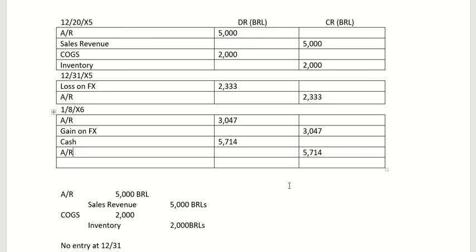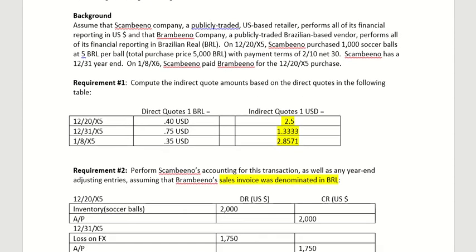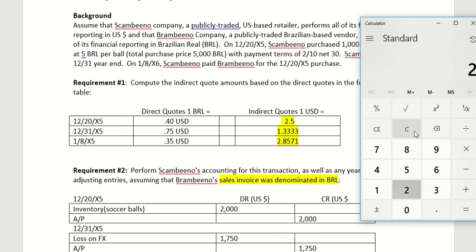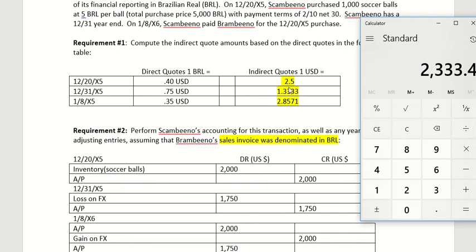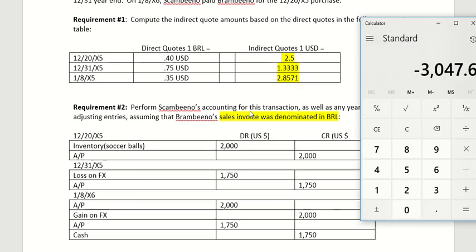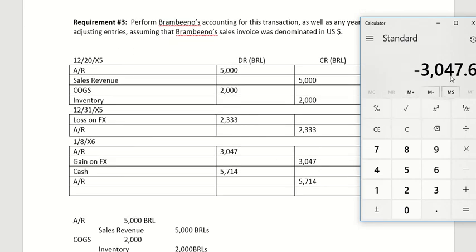right? And so you could also do this by looking at the change instead of doing the total balance amount. So the change between 2.5 to 1.33, and since I'm in a receivable position, I know that this would be a loss to me, and I could times that by 2,000 US dollars, 2333. Let's make sure we got 2333. Oh yes, we did get that loss. And then again, we could do it between 1.3333 minus 2.8571. But now I know I should be in a gain position because this is a receivable. So we'll times that by 2,000. Now I'm in a gain of 3047. Could be 3048.